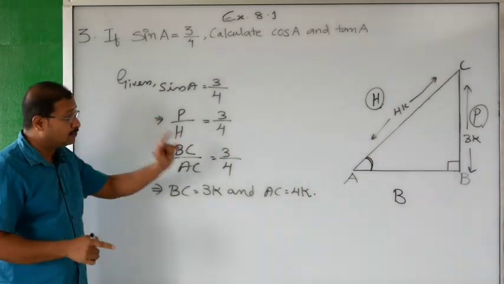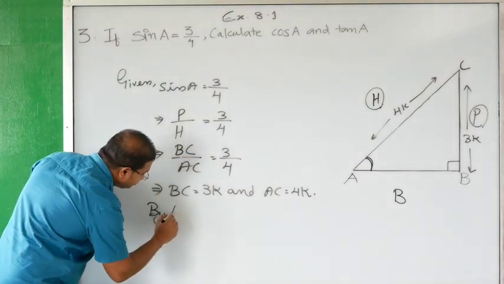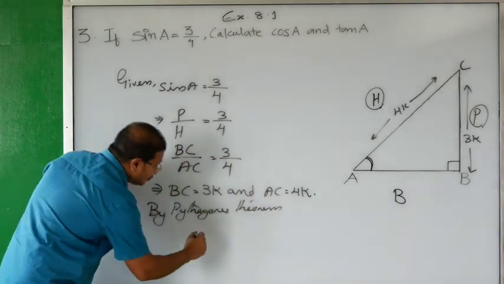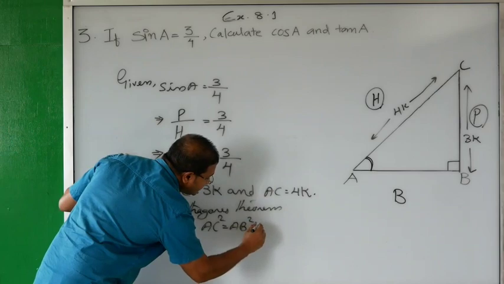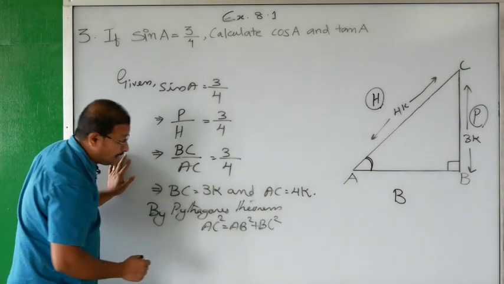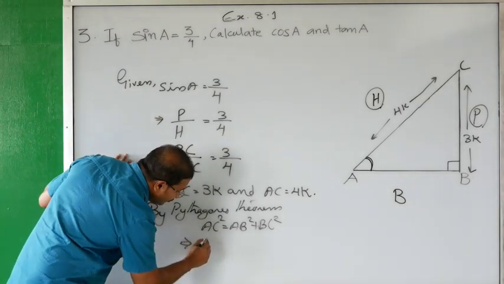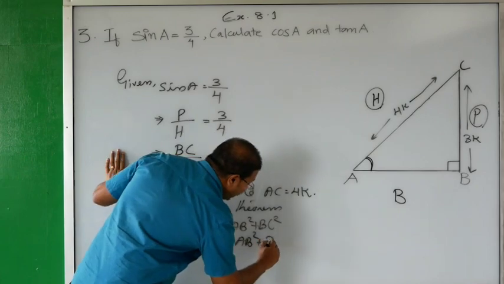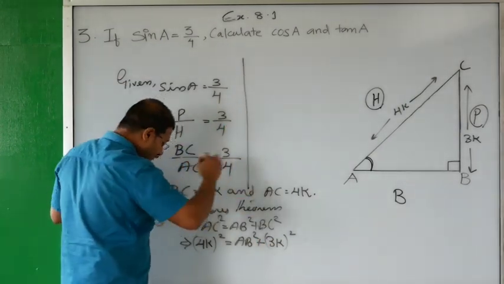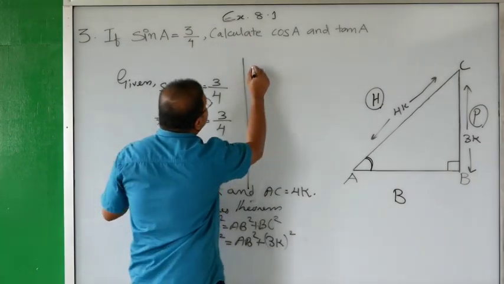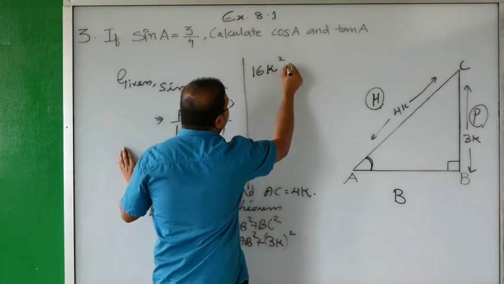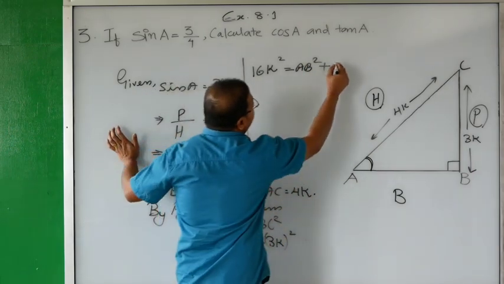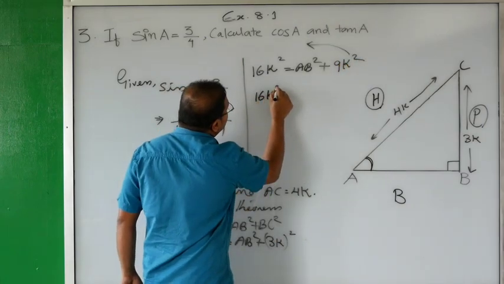Now we will use Pythagoras theorem to find out the value of AB. Let's write now by Pythagoras theorem. The longest side, that means AC square equals AB square plus, yeah, BC square. Implies the value of AC, AC we got already 4K. That means we'll write 4K the whole square equals AB, we don't know the value, just keep as AB square plus BC is what? 3K the whole square. So I'll write the balance here. That means square of 4, 4 fours are 16. 16 square of K, K square equals, just write AB square plus square of 3, 3 square 9. 9K square. 16K square. Now what you'll do?